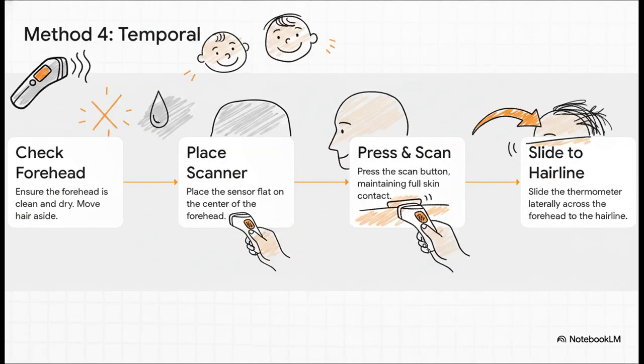All right, let's talk about the temporal artery method. That's the one you slide across the forehead. These are awesome. They're quick, and you can use them on anyone. The big pitfall here is sweat. If the forehead is sweaty, it'll cool the skin, and your reading will be wrong. So make sure it's dry. Then you just place the scanner flat on the middle of the forehead, press and hold the scan button, and just glide it smoothly across to their hairline. Easy as that.